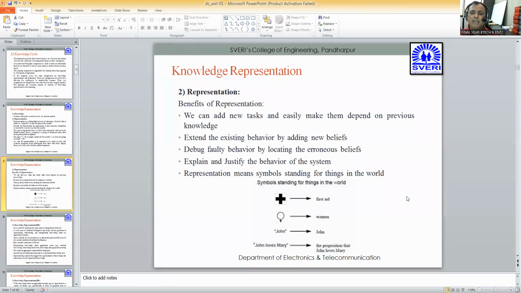Representation means symbols standing for the things in the world. So when I am representing myself, I'm nothing but a symbol. I can add something in my head, get knowledge, and then represent it in a very good way. I'm a very good communicator, so I will represent myself on the stage very nicely. So representation is nothing but a symbol standing, I'm like a symbol, and that is a symbol standing for things in the world. This is how representation actually goes.